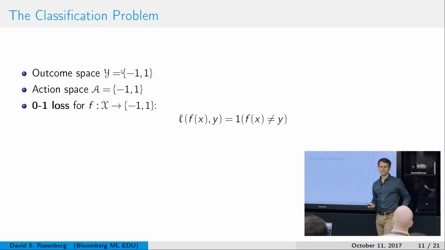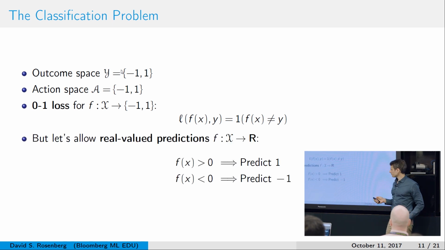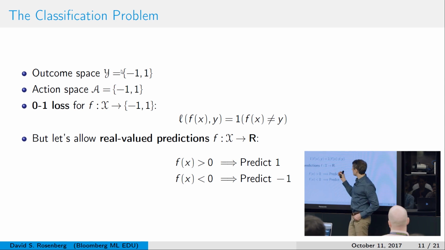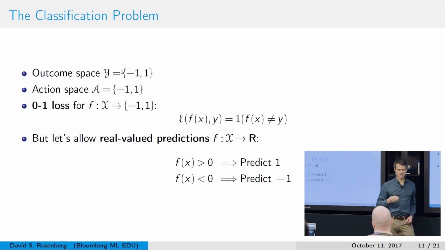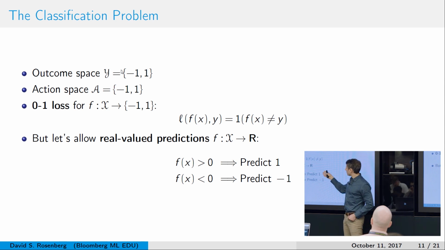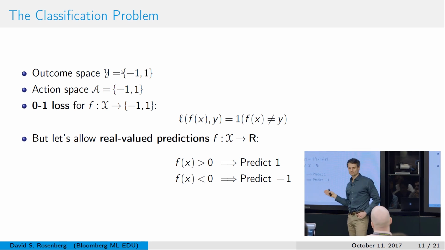But I have a slide in a few that claims that that's not a tractable optimization problem. So we're going to relax the setting a little bit. Rather than having an action space that's 1 and -1 actually producing classifications, we're going to allow predicting real values, just like in regression. But we'll take it as a convention that if the value we predict is positive, that's going to be mapped to predicting 1. And if it's negative, that'll be mapped to predicting -1.